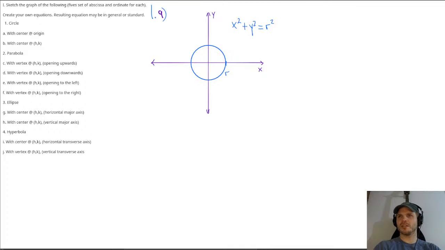And then let's do 1B. So same thing. Draw some axes. I'm going to draw these smaller because I don't want to run out of too much room here. Not going to forget to label our axes. I got some points off that on a test one time because of that. So let's call this point HK. And then we're going to make our circle centered there.